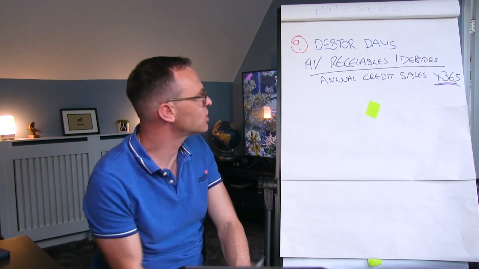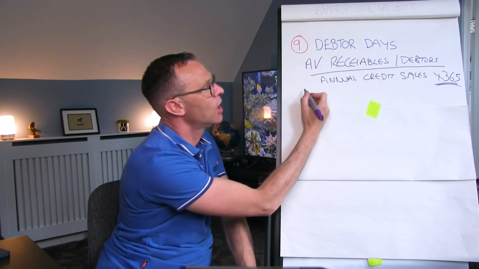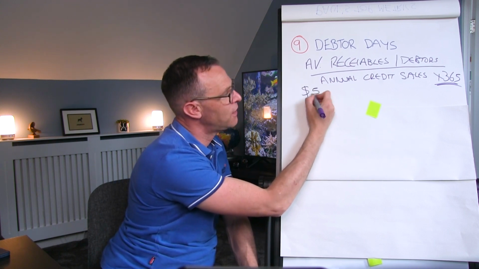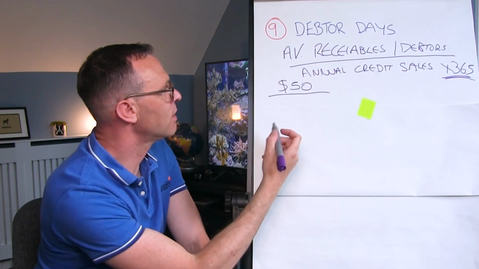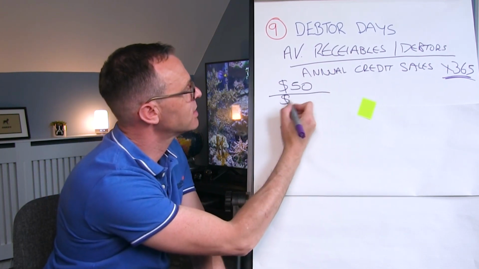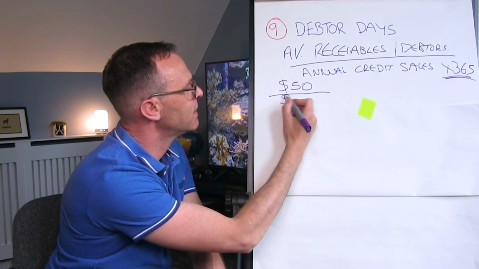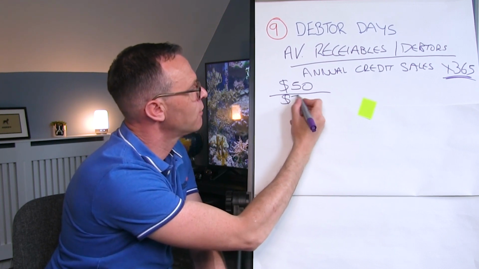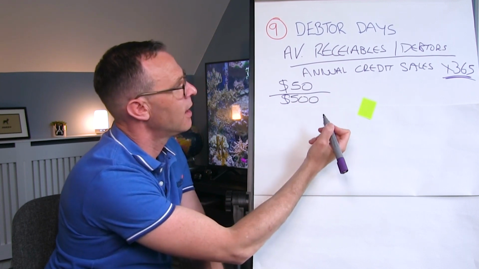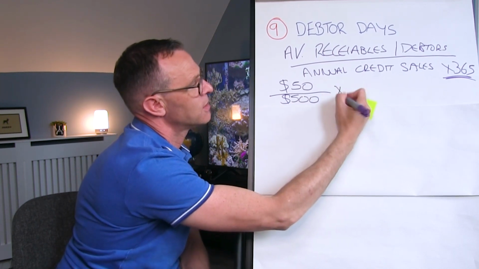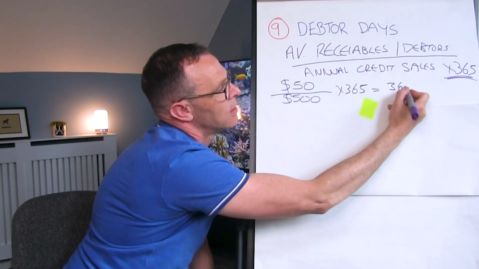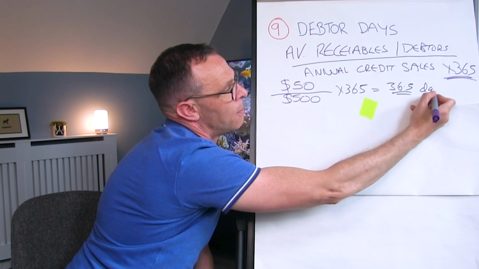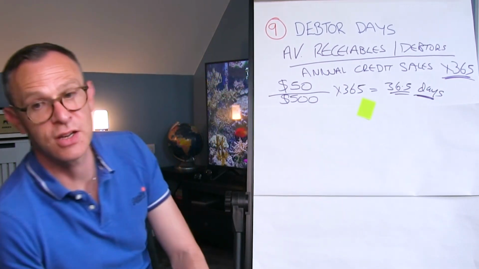So let's work it out. Let's just say you had an average debtor receivable balance of 50k. Let's just say your average sales on credit over a year are 600k. Let's make it easy, let's make it 500k. Then you're going to times that by 365. What that says is, on average, your customers are paying you in 36.5 days.